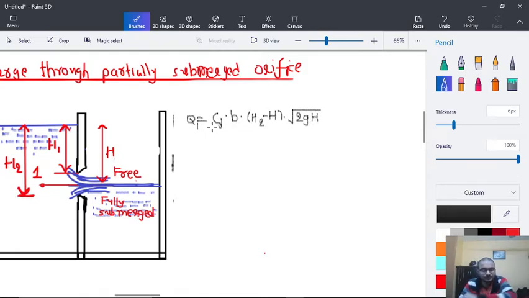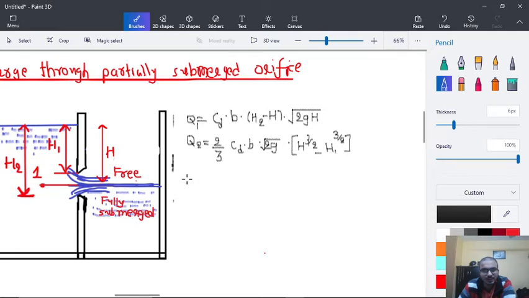And for the free portion, Q2 can be written as two-thirds of CD into B into square root of 2G into H raised to 3 by 2 minus H1 raised to 3 by 2.